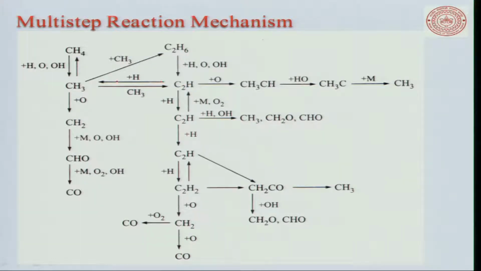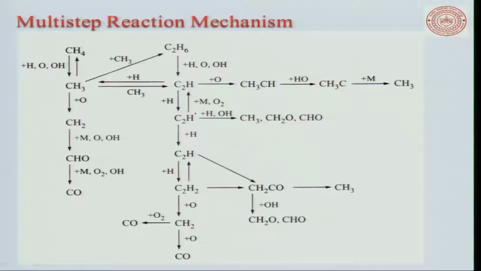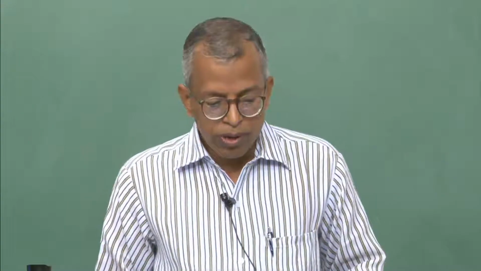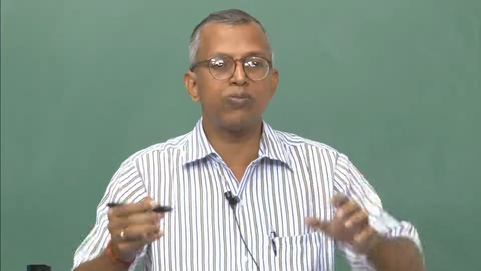Similarly, C2H can go back, react with H and go into CH3; all permutation and combination will go on. Similarly, C2H reacts with H going to some other molecule, and C2H can react with OH going to CH3, CH2O, CHO, and so on and so forth. So, if you look at it, it goes on and then you can get CO, you can get CO from some other channel, there are several channels which will be going on.